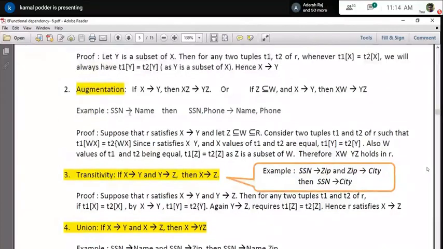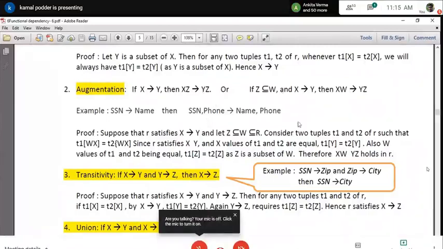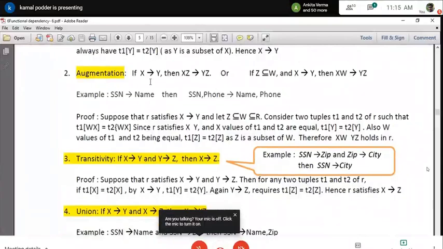Now just take an example. Say I have name depends on SSN number, social security number. Then if you add the phone number on both sides, you can say the name and phone number both depend upon SSN number and phone number. There is no confusion at all. If it holds, this will also hold, and that is basically what augmentation is saying: you are adding some more attributes on both sides, and the particular dependency still holds good.